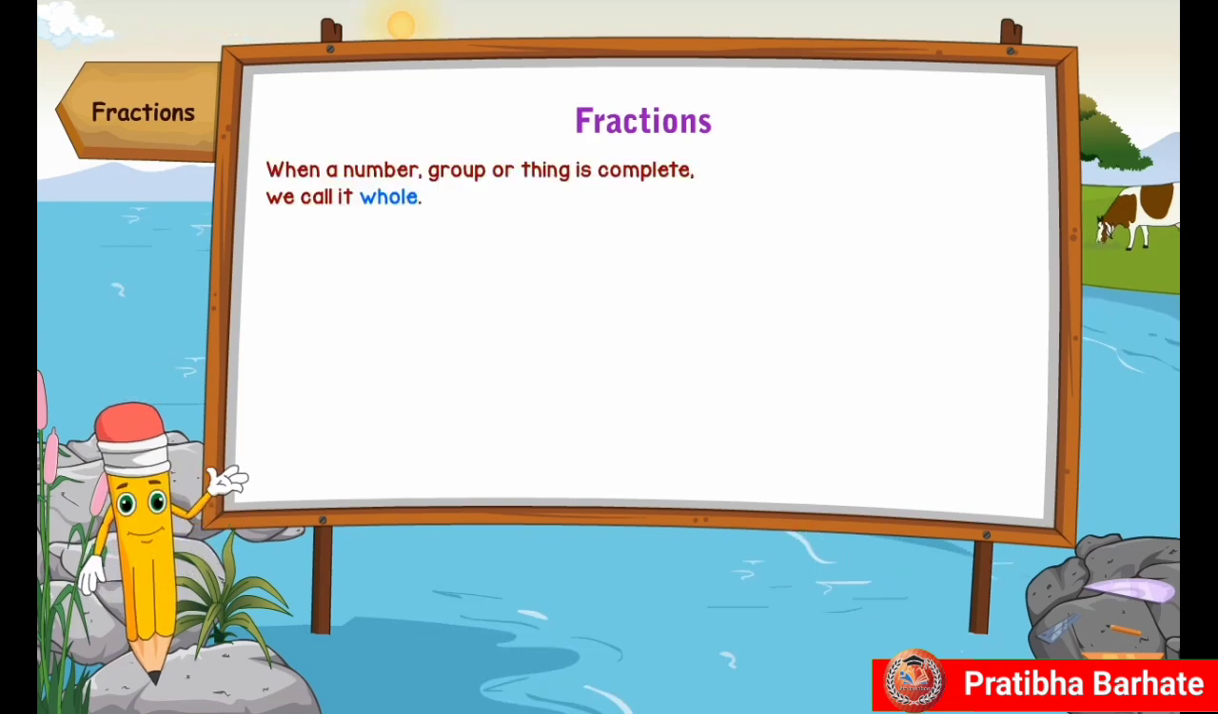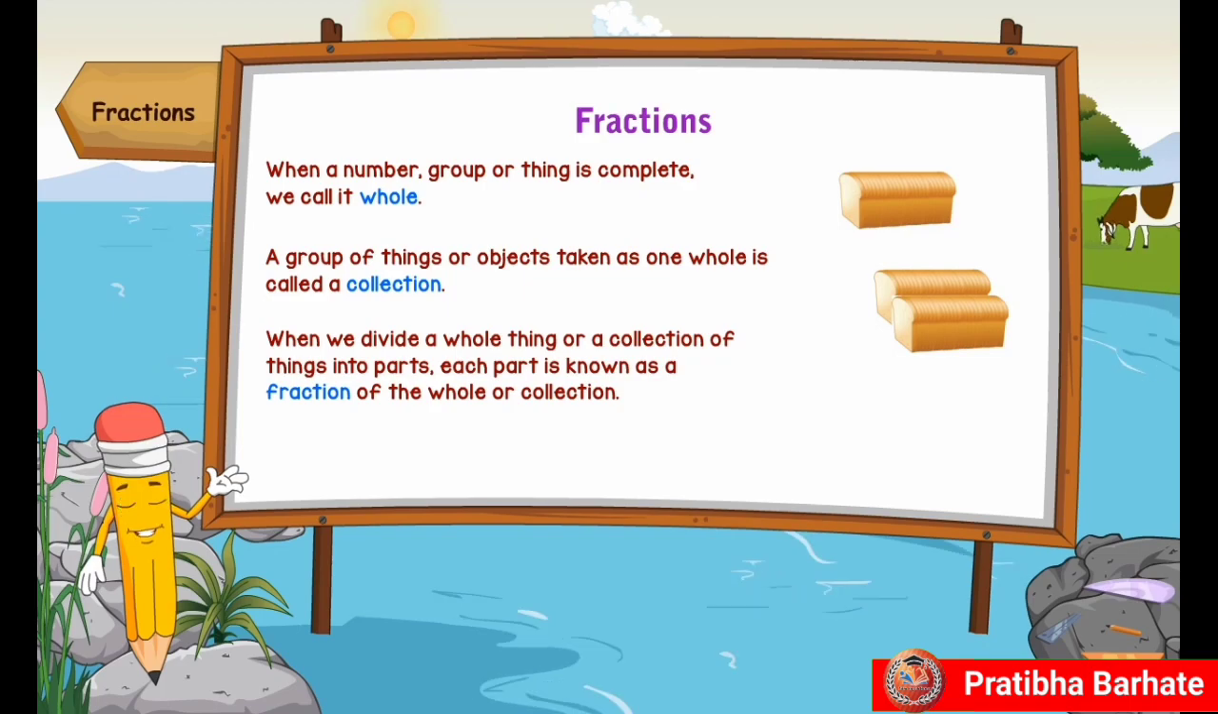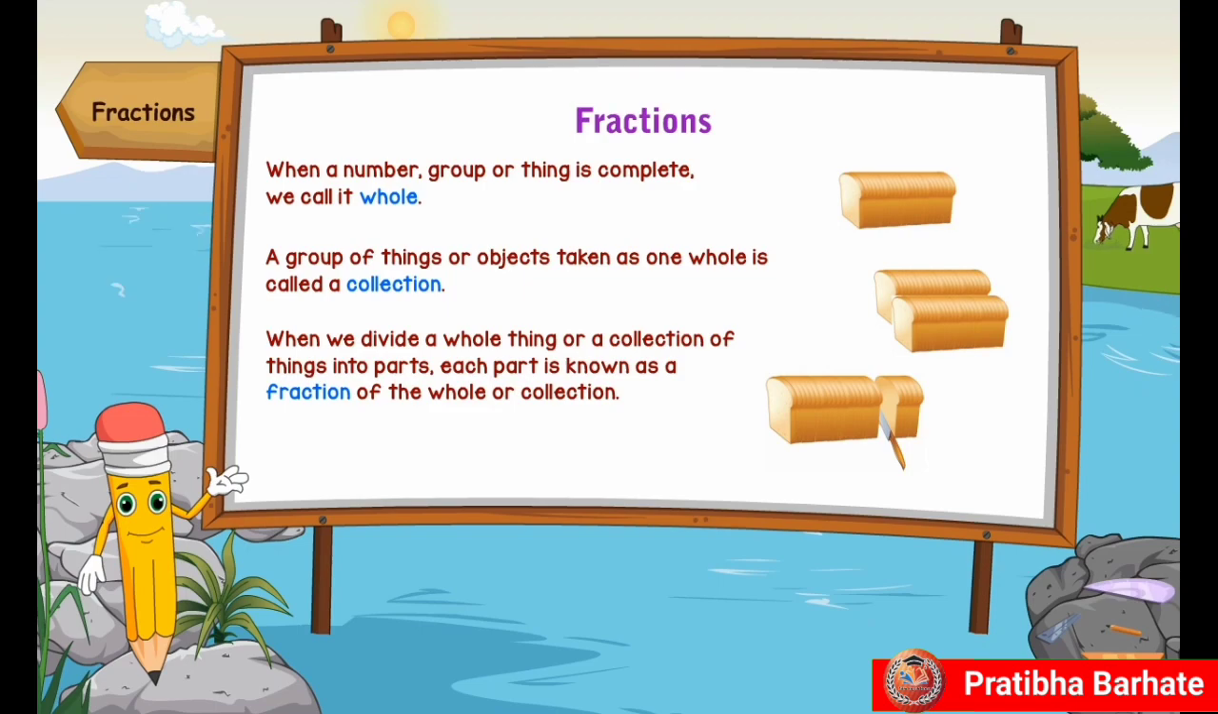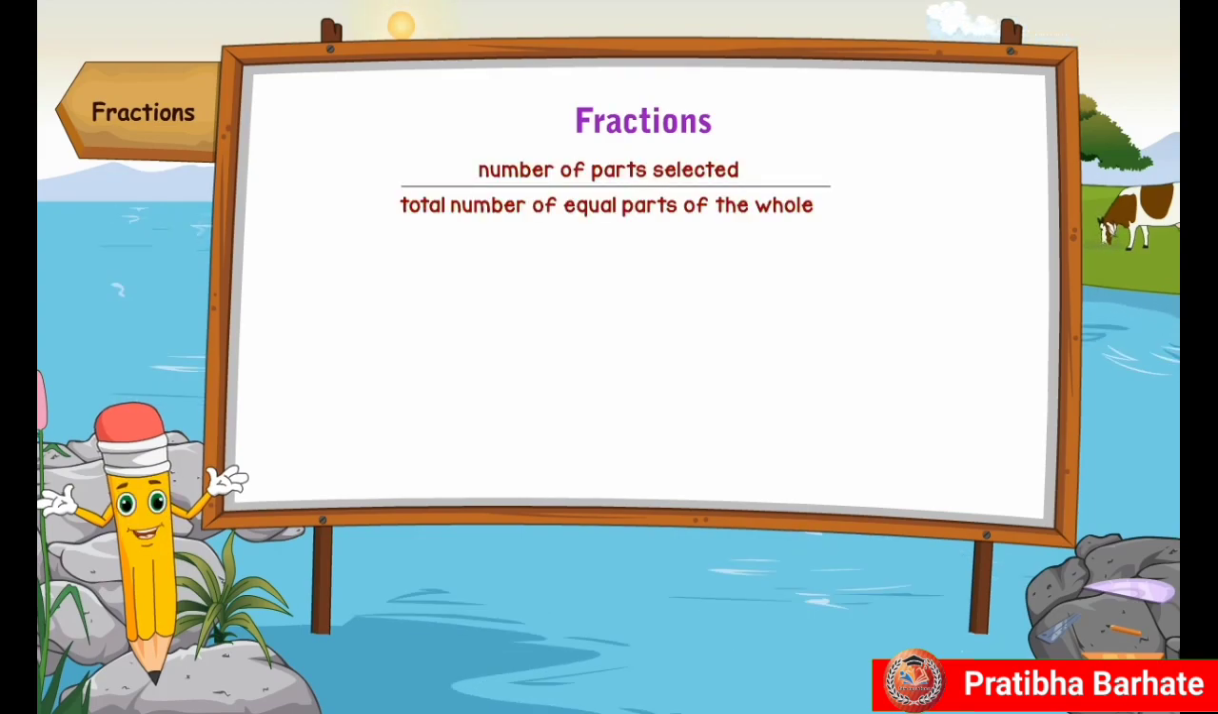When a number, group or thing is complete, we call it whole. A group of things or objects taken as one whole is called a collection. When we divide a whole thing or a collection of things into parts, each part is known as a fraction of the whole or collection. We write fractions in numbers as number of parts selected by total number of equal parts of the whole.